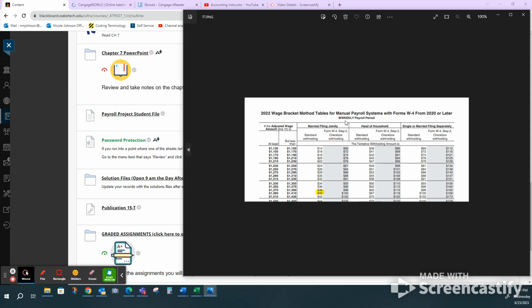You're going to look for biweekly. You're going to be looking for wage bracket method. Married filing jointly. You're going to look for Bono's pay, which was $1,408. So if I look at the amount at least $1,390, but less than $1,410, I see that $40 is his federal income tax. So the tax is $40.